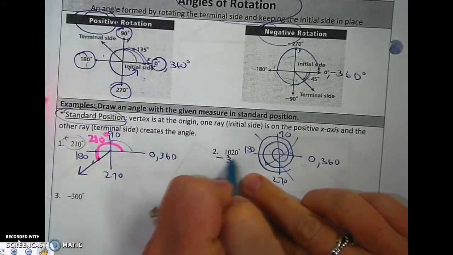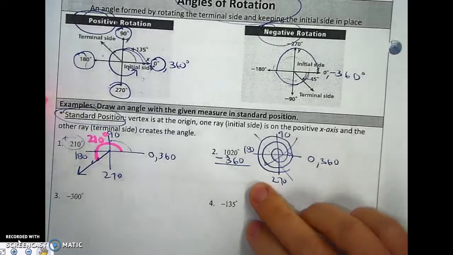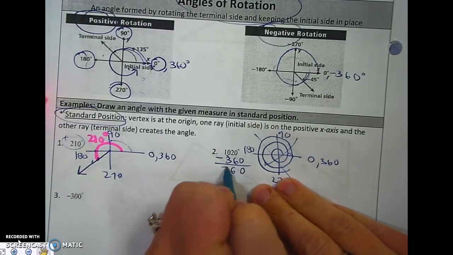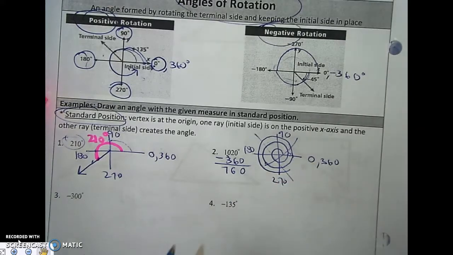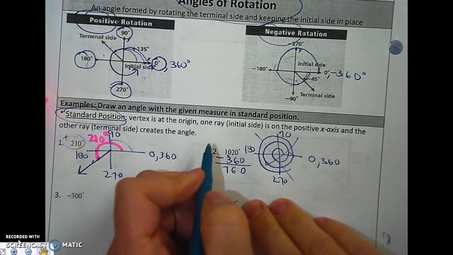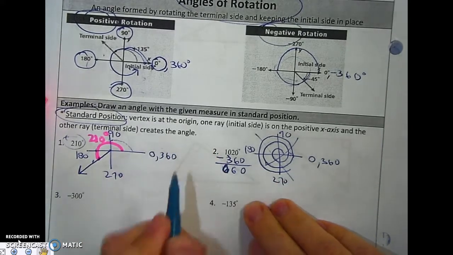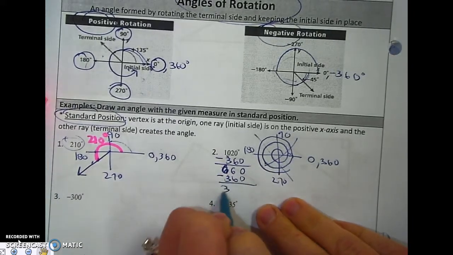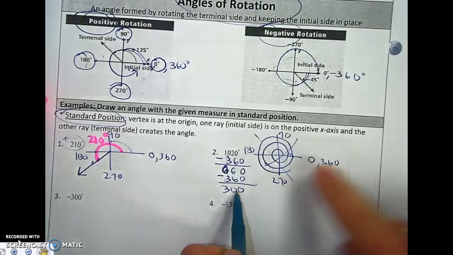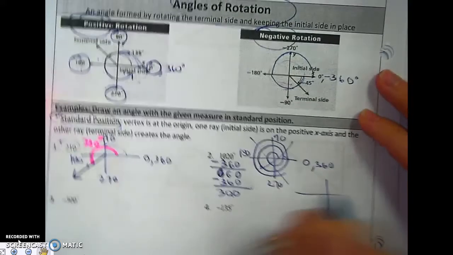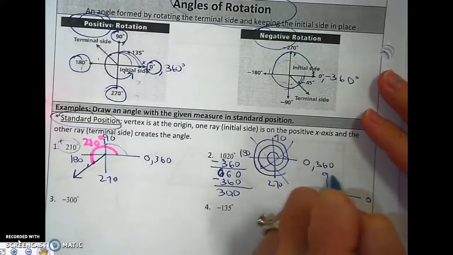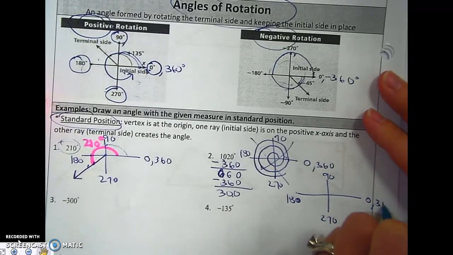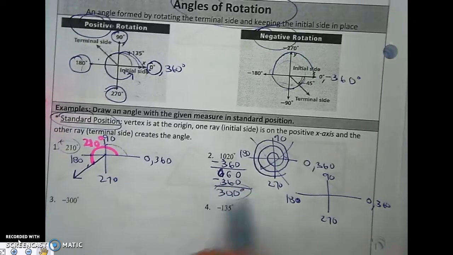So what you're really doing is you're taking away one of the rotations, and then you're going to end up with 660, okay? But then I see I have to go around again, so I'm going to take away another 360, and I'm at 300. Now that I'm at less than 360, I would rather you draw it like this. So 0, 90, 180, 270, 360. So I'm at 300 degrees.